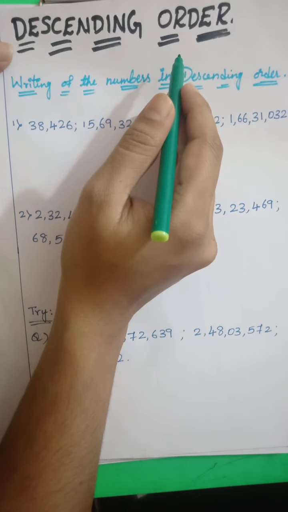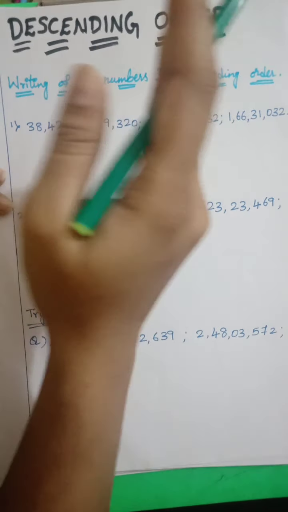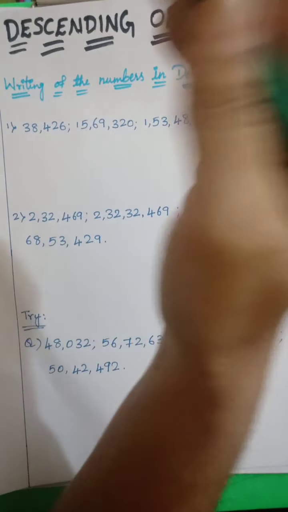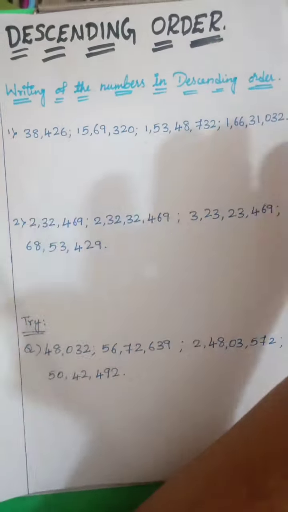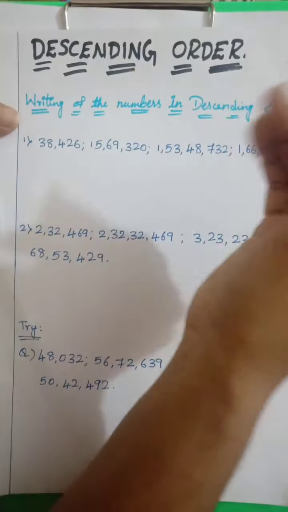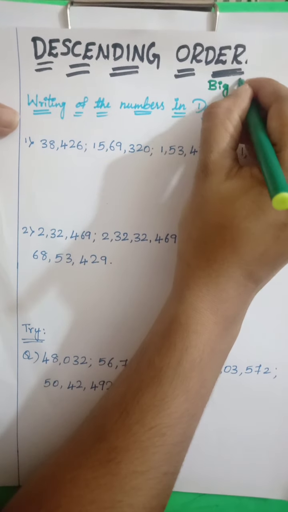In the previous class we have seen the ascending order, and in this class we are going to see the descending order. Descending order is just opposite to ascending order. Ascending order is the arrangement from small to big, whereas descending order is the arrangement from big to small. Only this point you have to remember.